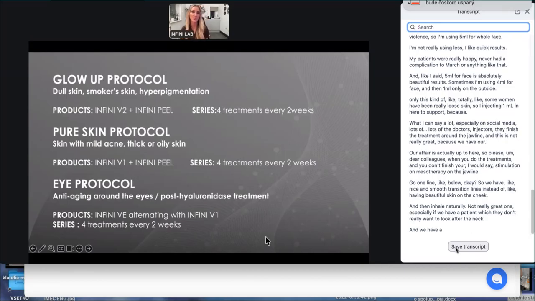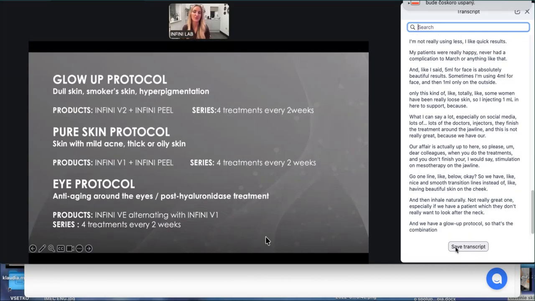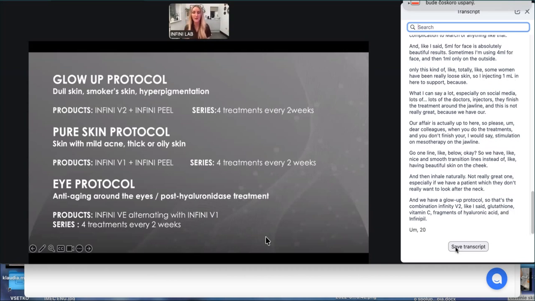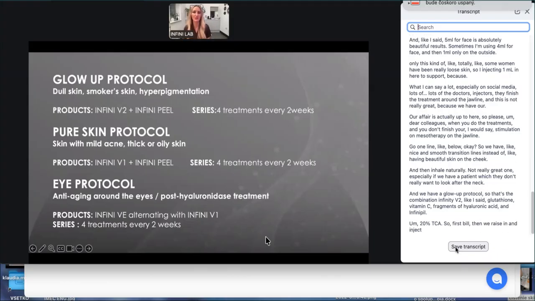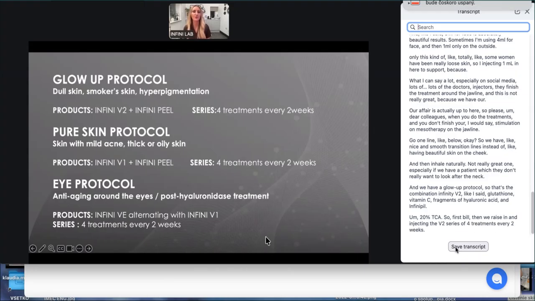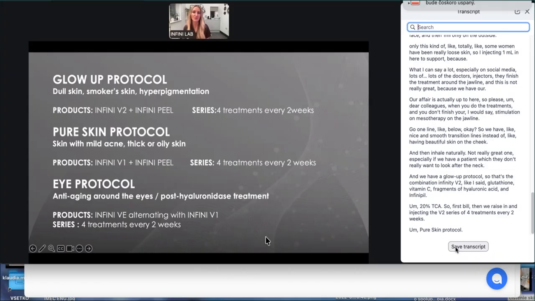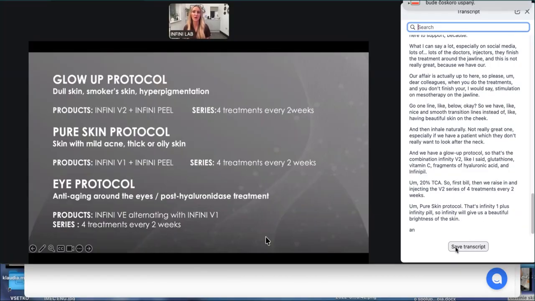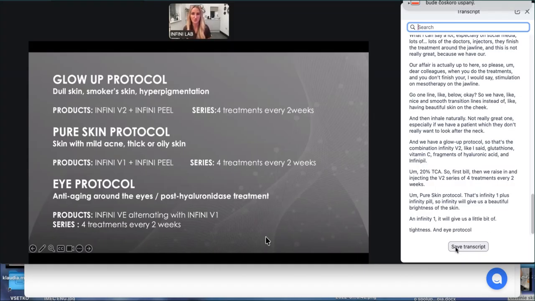And we have a glow up protocol, so that's the combination Infini V2, like I said, glutathione, vitamin C, fragments of hyaluronic acid, and Infini Peel, 20% TCA. So first peel, then we rinse and inject the V2, series of 4 treatments every 2 weeks. Pure skin protocol, that's Infini V1 plus Infini Peel. So the peel will give us a beautiful brightness of the skin, and Infini V1 will give us a little bit of tightness. And eye protocol, I explained to you already.